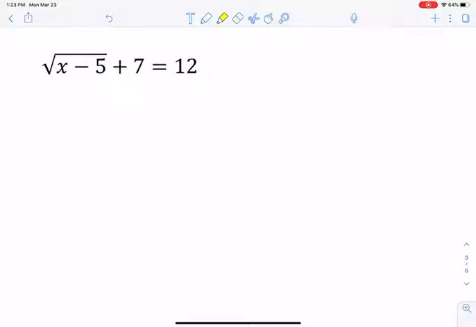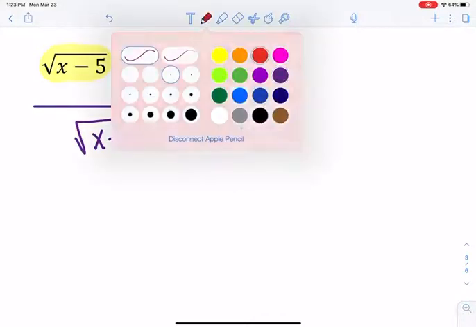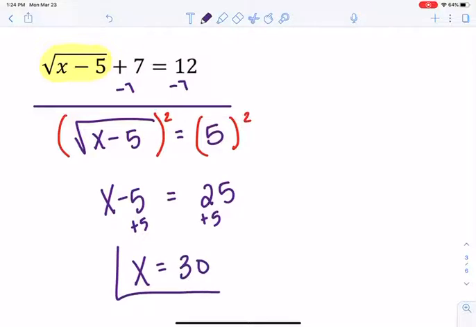Similar to what we were doing mostly on the other page, there's not a square root on both sides this time, but we still want to get the radical by itself, meaning the square root of x minus 5. So let's subtract 7. So that leaves me with the square root of x minus 5 is equal to 5. Now we can square. So we have x minus 5 is equal to 25. We'll add 5 on each side. So x is equal to 30.